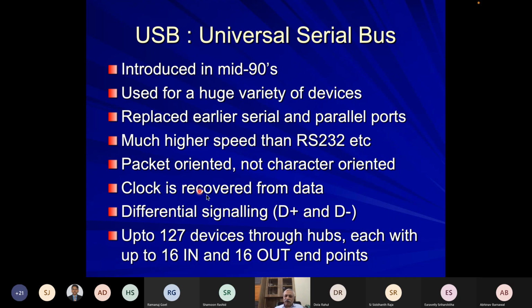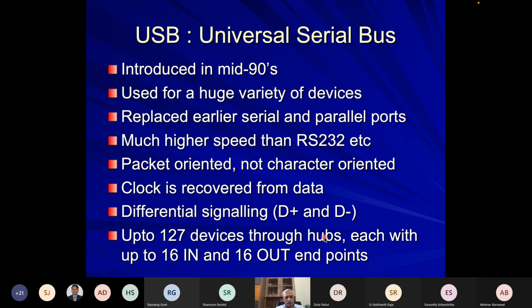Here the clock is not sent separately from data. So from the data line itself, using some special circuitry, you try to recover a clock signal. Okay, it's a differential signaling approach. So the two wires are called D plus and D minus. And it could be used to connect as many as 127 devices through hubs.